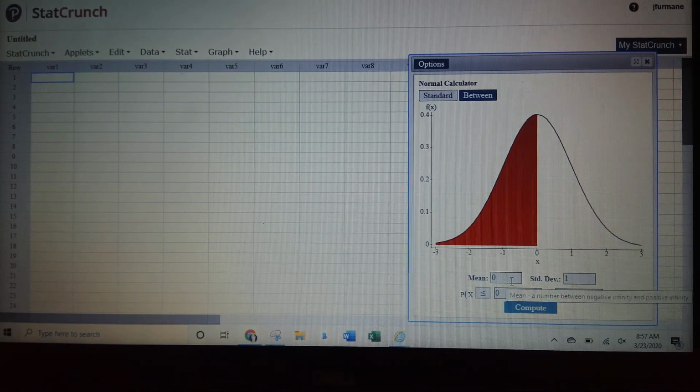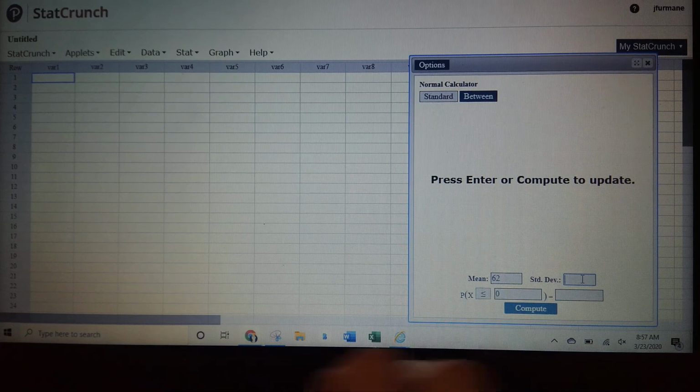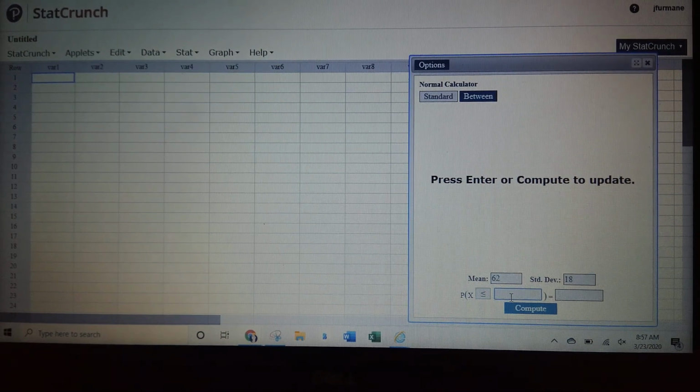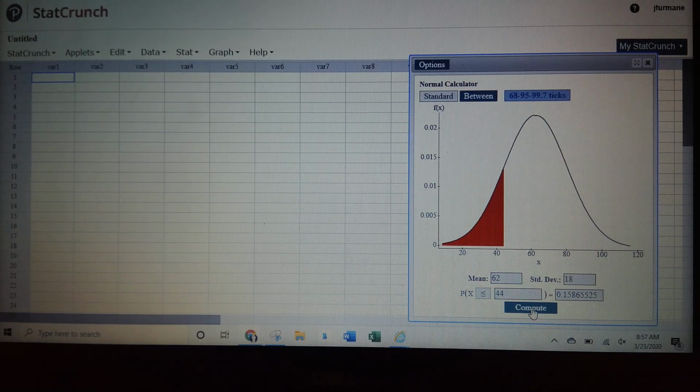First thing I need to do is plug in my mean. My mean is $62 for a cell phone bill. The standard deviation was $18. And I'm looking for the probability x is less than. Notice it doesn't even give me a less than or equal to, because remember, it doesn't matter whether it's underlined, because the probability of equaling a single value is 0. So I want the probability x is less than $44. And when I compute that, I get a probability of 0.1587, which is exactly what we found when we did it by hand.